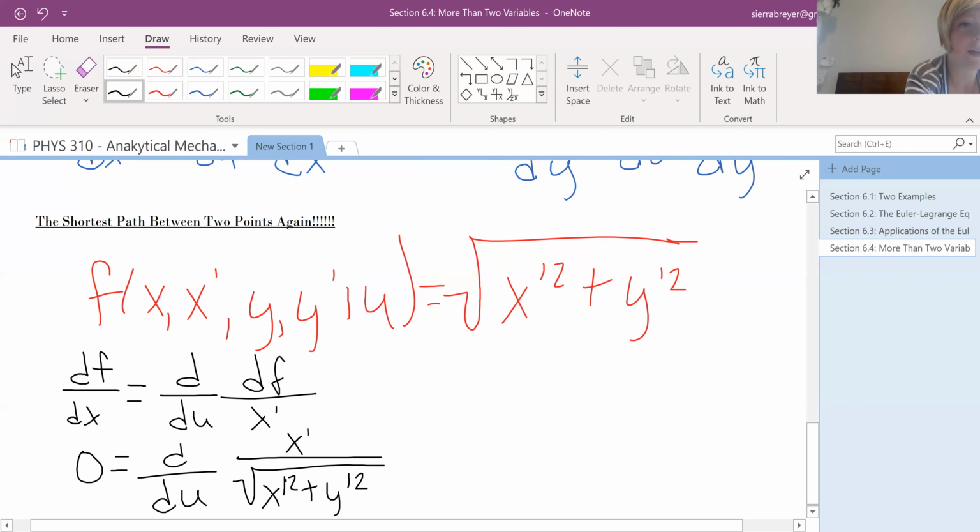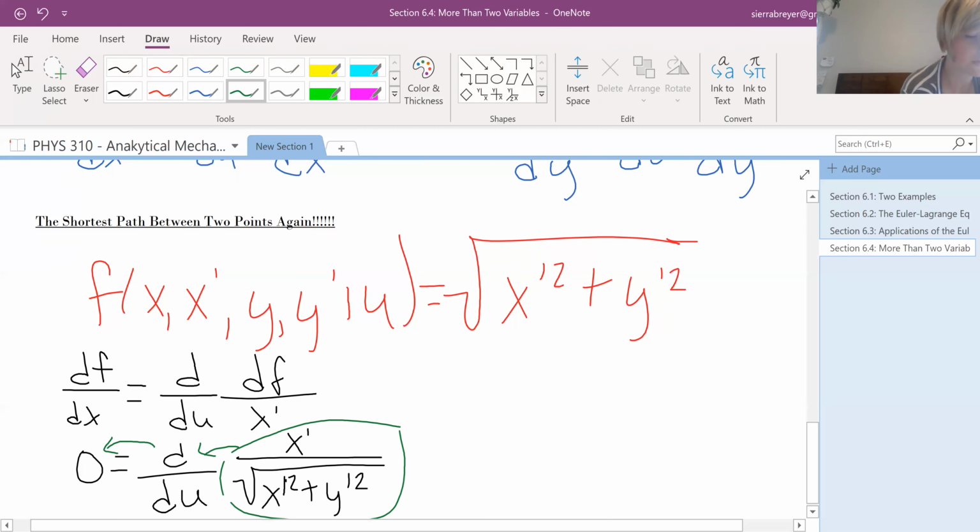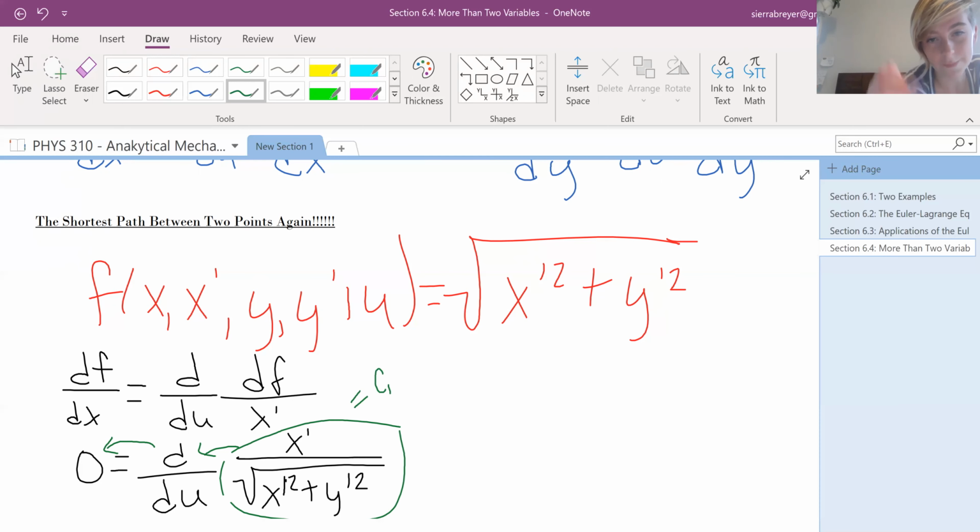And I really wish it was the other. And so this we can obviously see is definitely going to be that. There is no u, which just means that this right here is equal to a constant. So we're going to set that equal to C1. That's the first equation we dealt with.